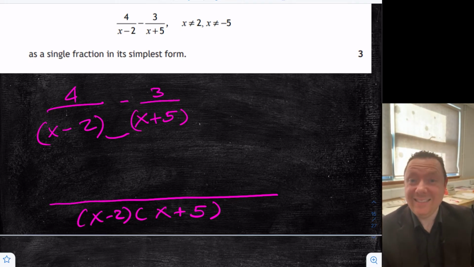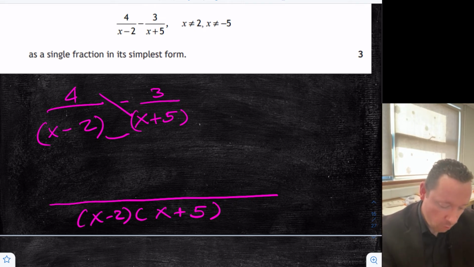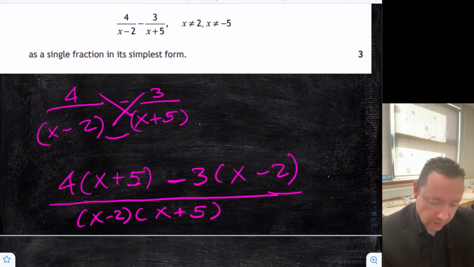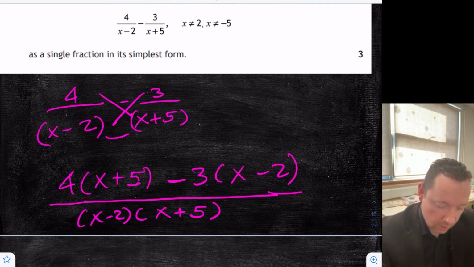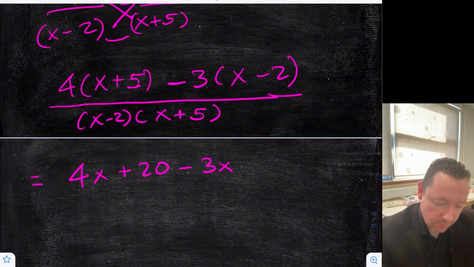Or a quick and easy way to think of this, especially last minute, is I'm crossing over like this. So it's 4 bracket x plus 5, make sure you've got your brackets around there, minus, because it says minus, 3 bracket x minus 2. And there's your fraction. So now you need to simplify that, so we're going to expand the top. Expanding the top, we get 4x plus 20, 4 times 5, minus 3x, and what's your minus times a minus? That gives you plus 6.